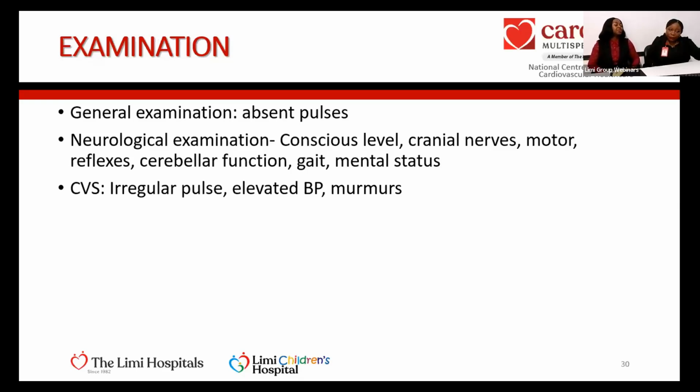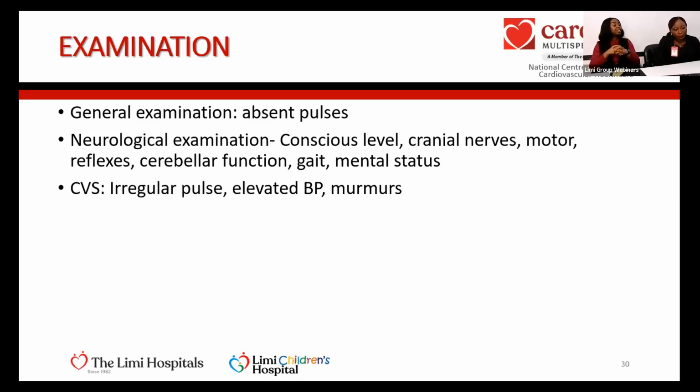Then the cranial nerves, the examination of the cranial nerves, motor, reflexes, cerebellar function, gait, mental status. All of these are important because, as we have said, when you examine and you find some of these things, it may point you to the part of the brain that is actually affected or the artery that is affected.